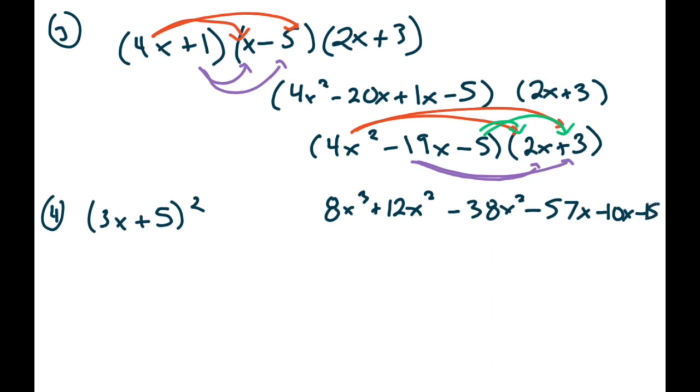So that when I combine like terms, I can combine my x squareds and I can combine my x terms to get 8x cubed minus 26x squared minus 67x minus 15.